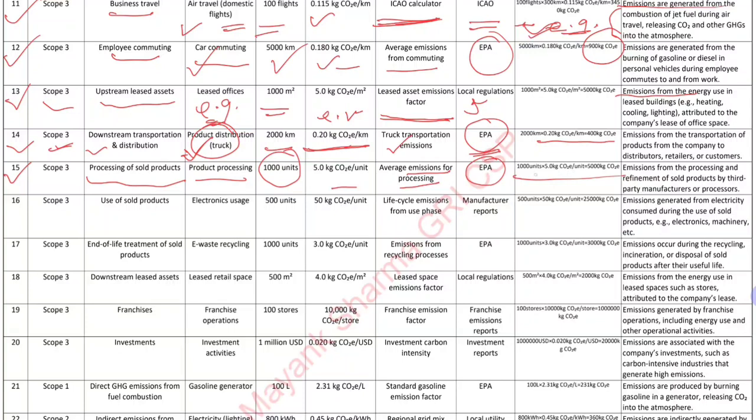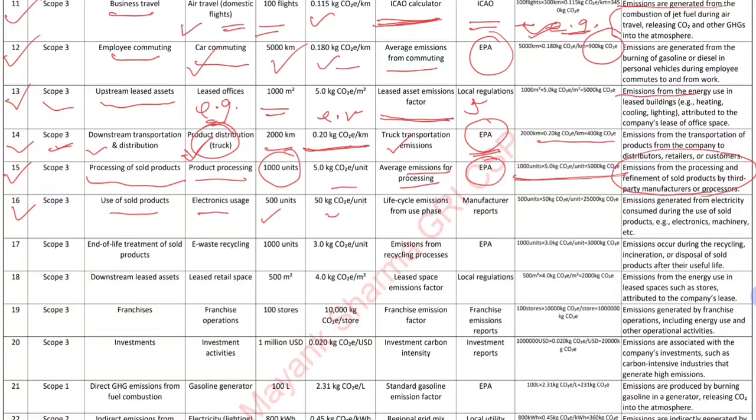So what is the emission calculation? We can say 1,000 units multiplied by the emission factor. As I told you, this particular emission source is basically the further processing of the sold products by the processors or manufacturers. Next, Scope 3 is use of sold products, like the example of electronic uses.